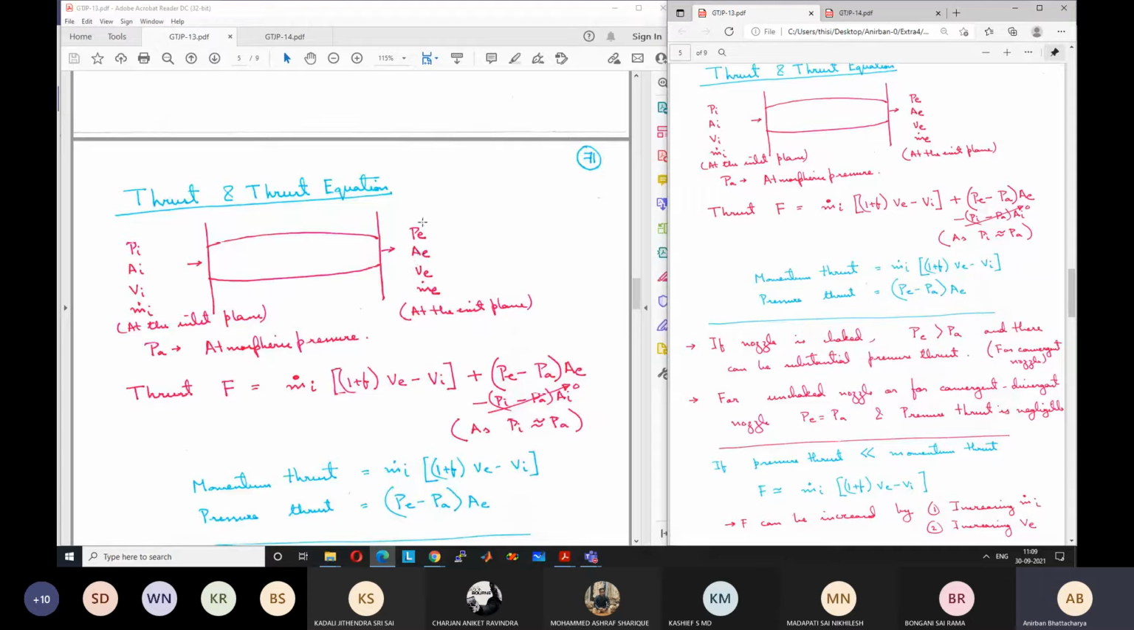Say the exit area is A, exit velocity is V, and mass flow rate is m dot E. M dot E is nothing but m dot I plus the mass flow rate of fuel, which is m dot F.